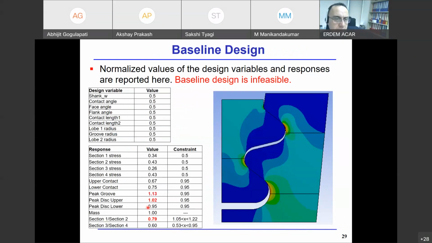And the company gave us some baseline design. When we performed the structural analysis, we found out that the baseline design was infeasible. That is, the peak groove stresses were larger than what we wanted. Also, peak disc upper stress value was larger than we desired. And the section 1 to section 2 stress ratio was smaller than what we desired.